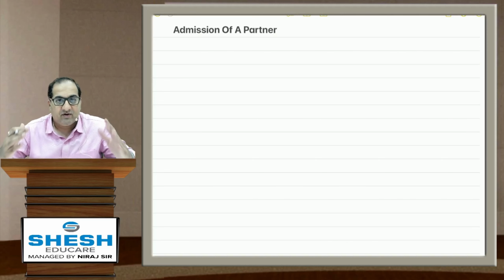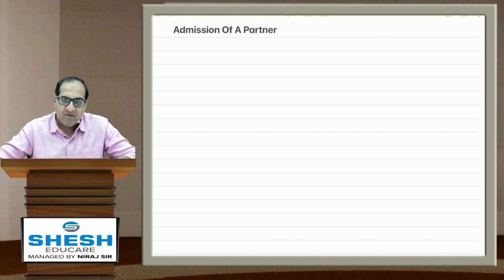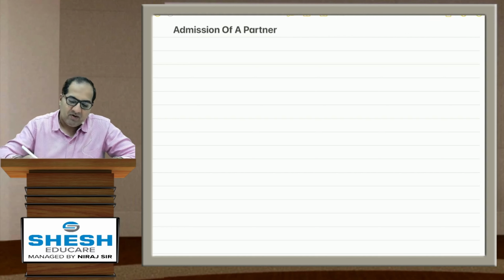We continue with everything, and now we are at a very important chapter: admission of a partnership. CA Foundation paper. We're going to solve at least one or maybe two problems on partnership. So this is extremely important.